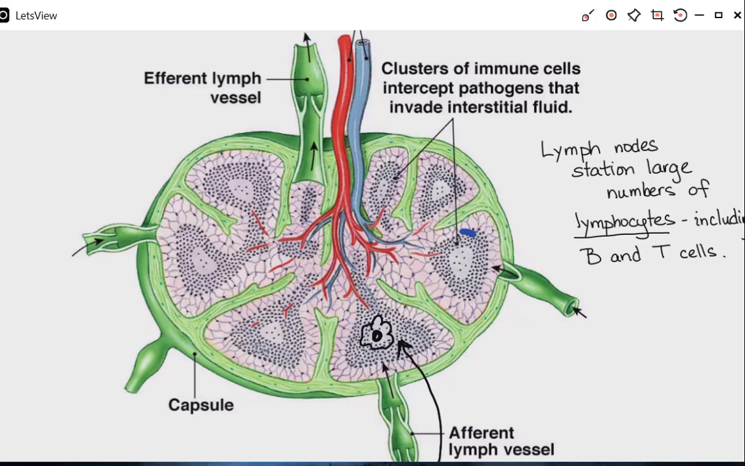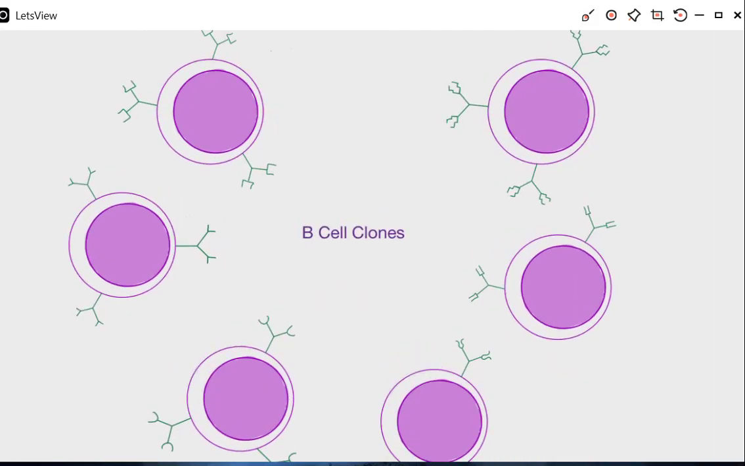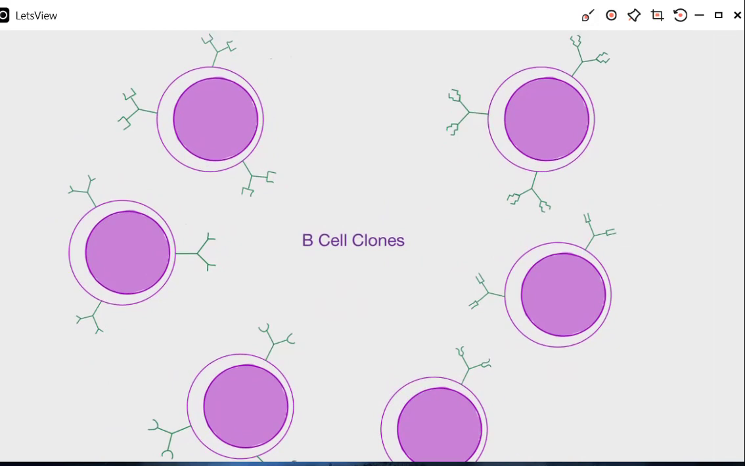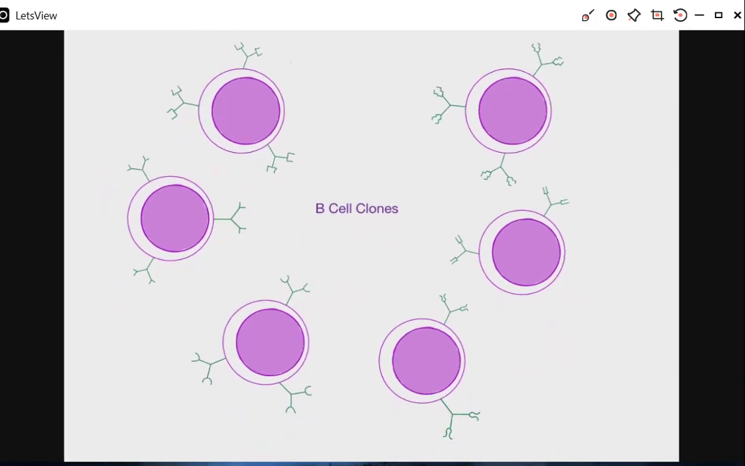Remember, our end game is to make antibodies. So who makes antibodies? B cells. B cells are lymphocytes that make antibodies. Each B cell can make one and only one antibody. You can see here I have 6 different B cells, and they all make slightly different antibody shapes. We call these different B cells B cell clones. While I have 6 displayed here, you probably have thousands of different B cell clones in your body.